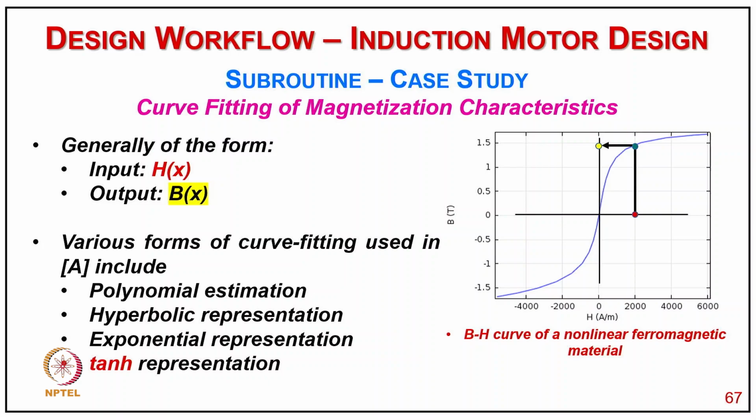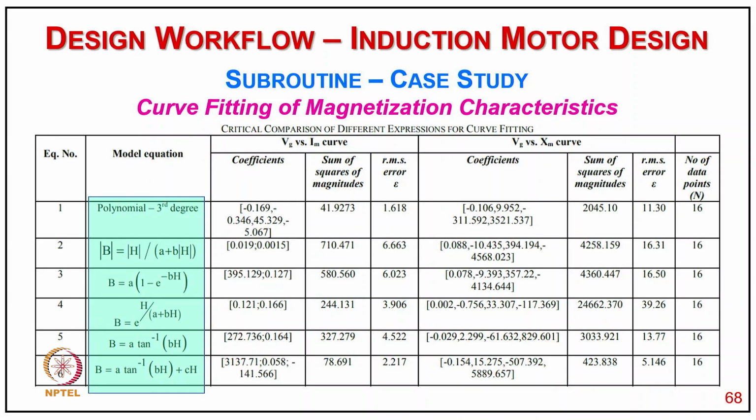the general input is Hx, that is the ampere turns per meter, and the output is the flux density. The various forms of curve fitting used include polynomial estimation, hyperbolic representation, exponential representation, and tanh representation for this characteristic. These are typical examples of what kind of characteristic you can take for this magnetization characteristic: a third degree polynomial, given here as a typical example of a particular machine, or a nonlinear relation, or an exponential characteristic, or another kind of exponential characteristic, or a tangential characteristic.